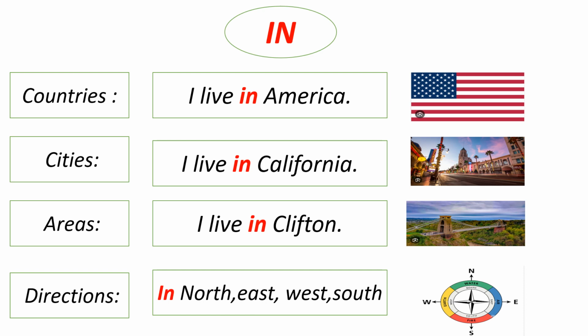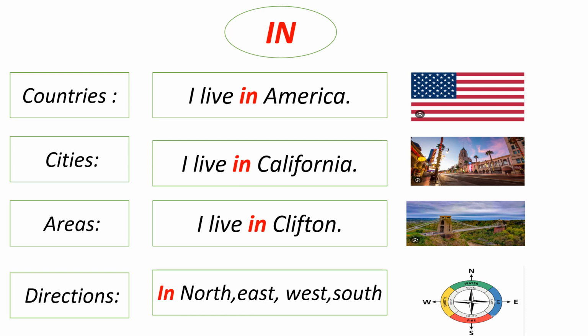The second example is I live in California. As we see here, we use in also to talk about cities, because California is a city. Here is a little bit about California. It's a picture next to the example. We use in also to talk about neighborhoods and areas. For example, I live in Clifton. Clifton is a beautiful area. As we see in the picture, it's the same. So if you are talking about neighborhoods or areas, we use the preposition in.